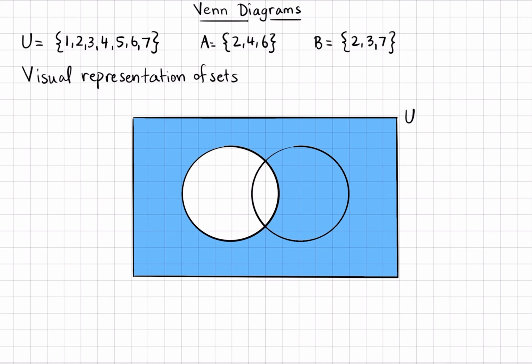Similarly, you can guess if this is A and it's unshaded, everything else is shaded, then the shaded area can be described as the complement of A. Okay, let's take it a step further even.